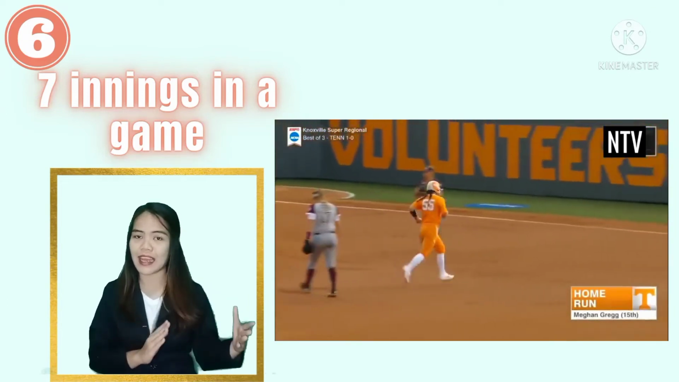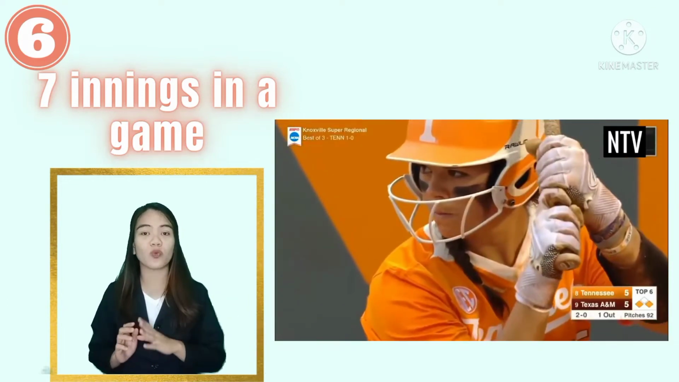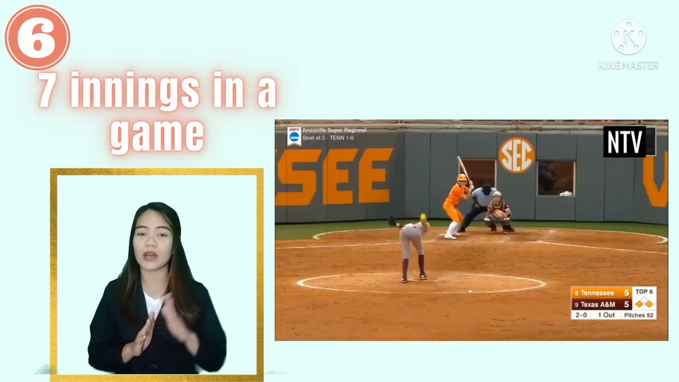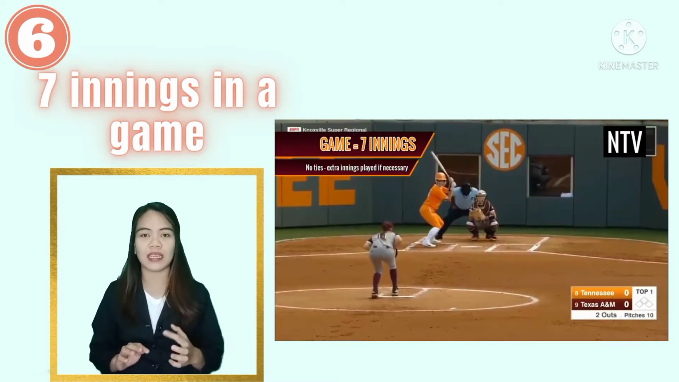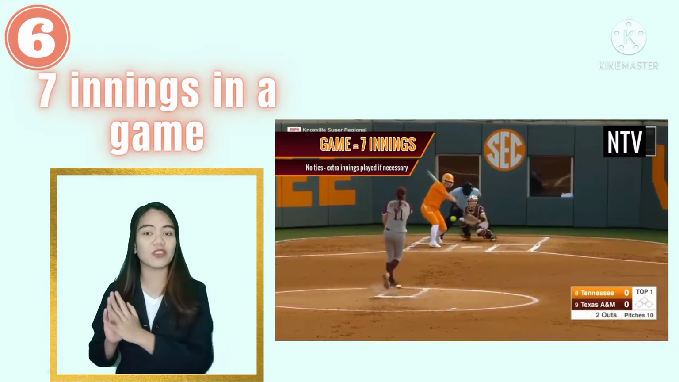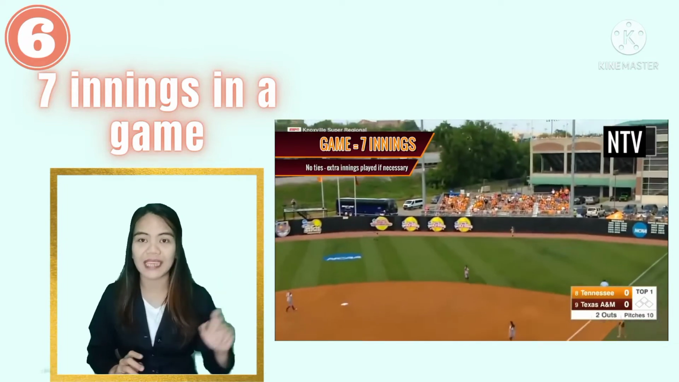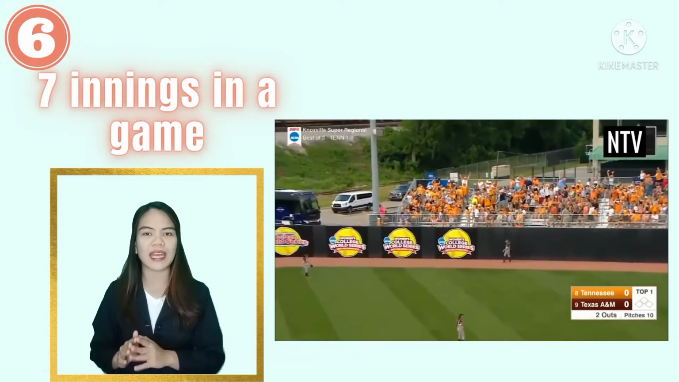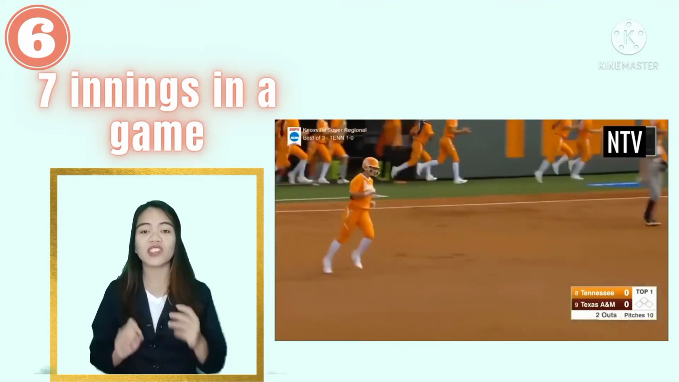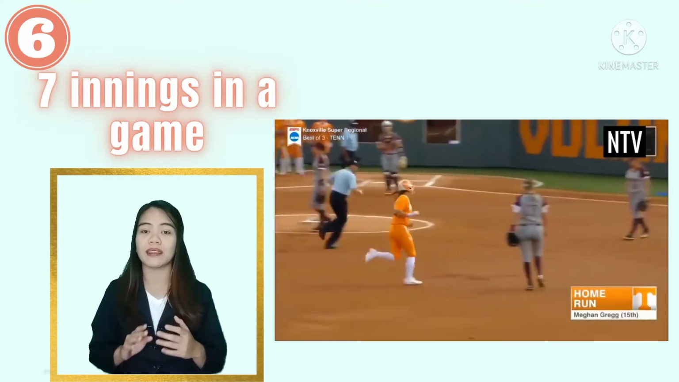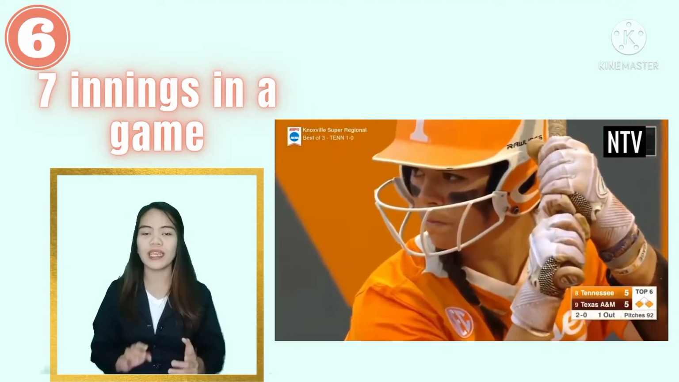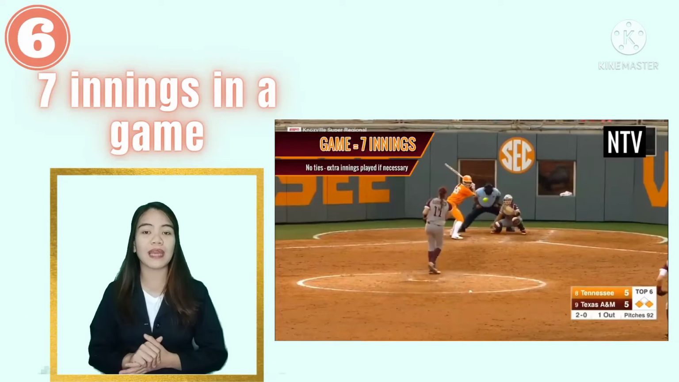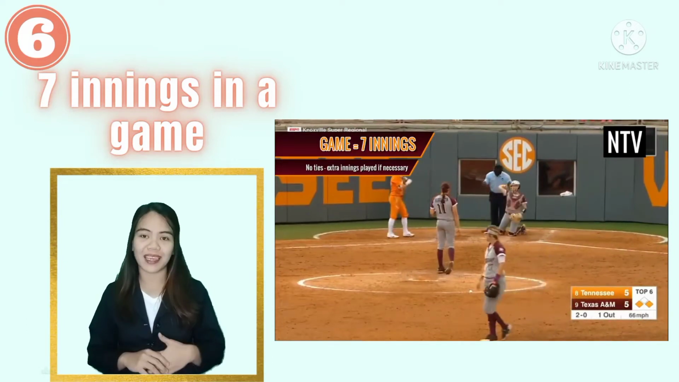So as stated earlier, each inning has 2 parts consisting of 3 outs each, for a total of 6 outs in each inning. Remember that in softball, there are no ties. So if the score is tied after 7 innings, extra innings will be played to determine the winners. So again, let me repeat our number 6 rule. In softball, we only have 7 innings in a game.